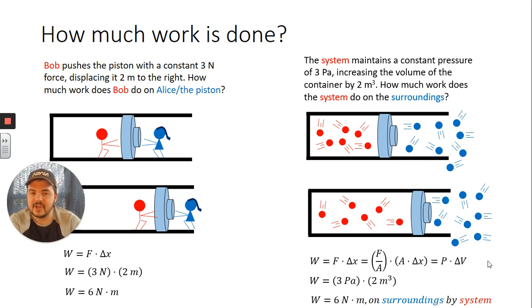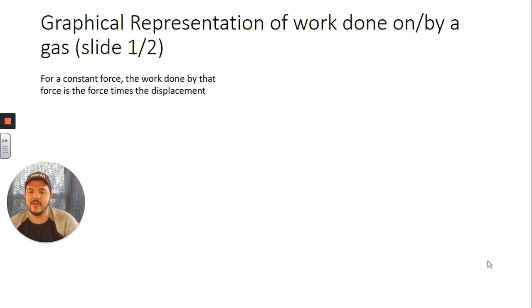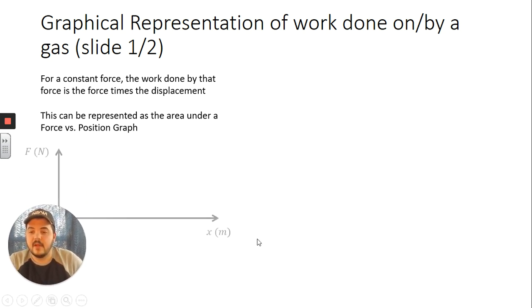So let's generalize this a bit. We're going to look at graphical representations in 2 parts here. First, for a constant force, notice that caveat: for a constant force, the work done by that force is the force multiplied by the displacement. We can represent this by finding the area under a force versus position graph.